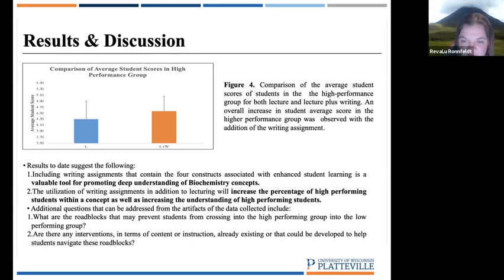What is this graph for? Sorry. This is showing that the average scores increased for the high performing group. Oh, so this is with all the concepts together.